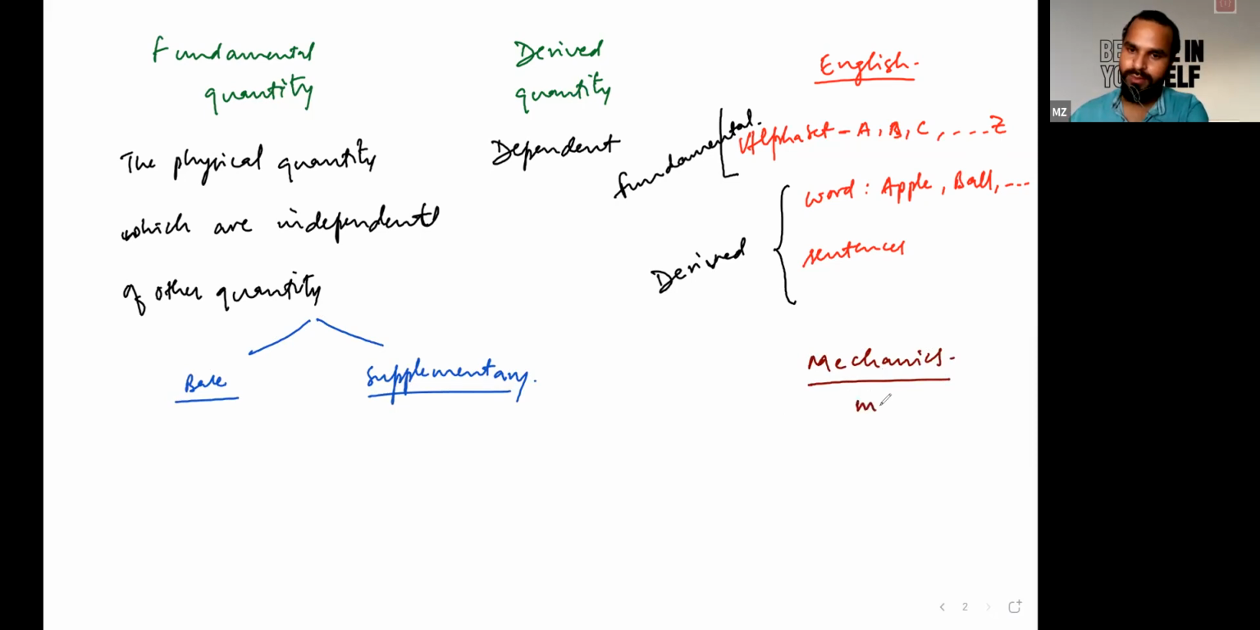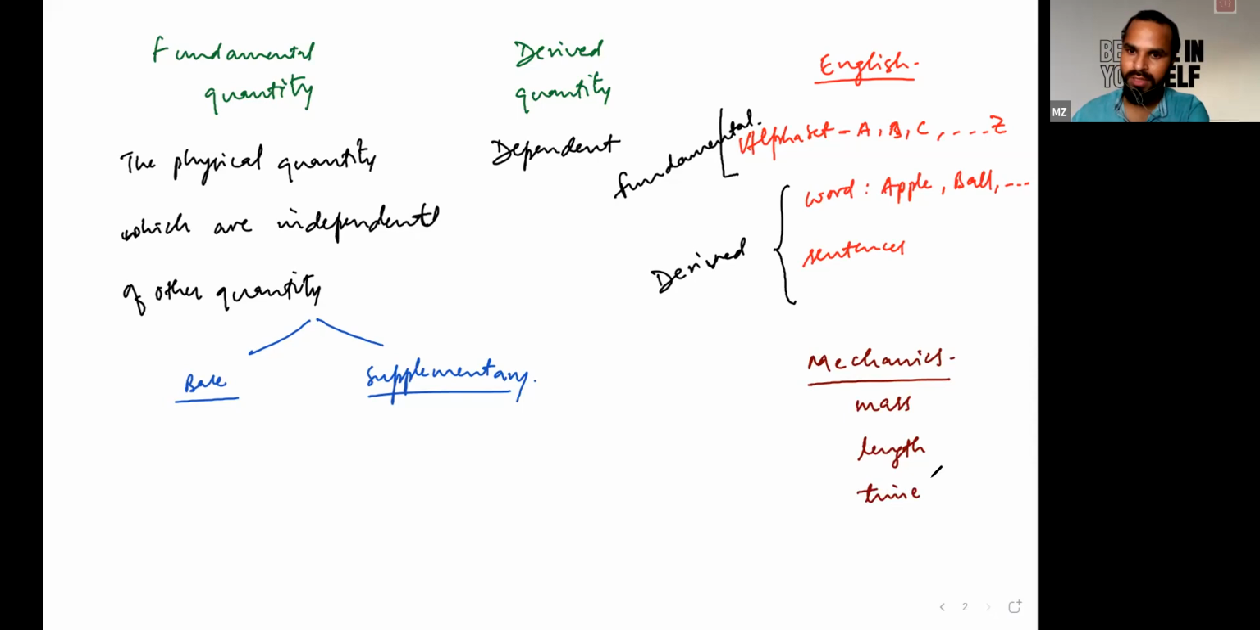In mechanics, we deal with three different quantities. First is mass, next is length, and next is time. On knowing these three different physical quantities, we will be able to calculate velocity, speed, acceleration, force, linear momentum, work, and so on.